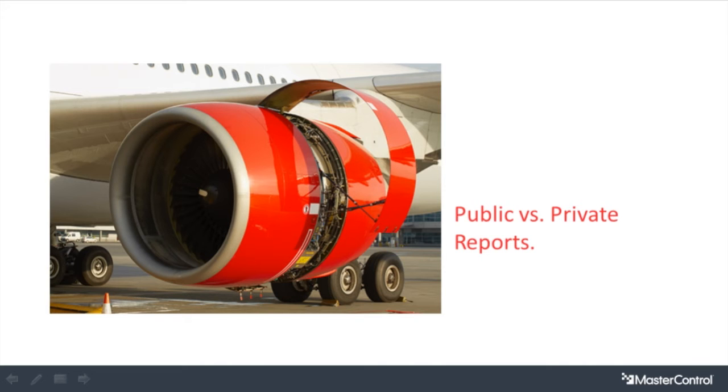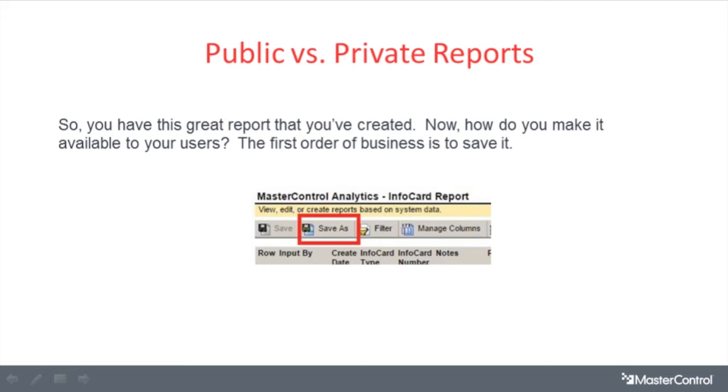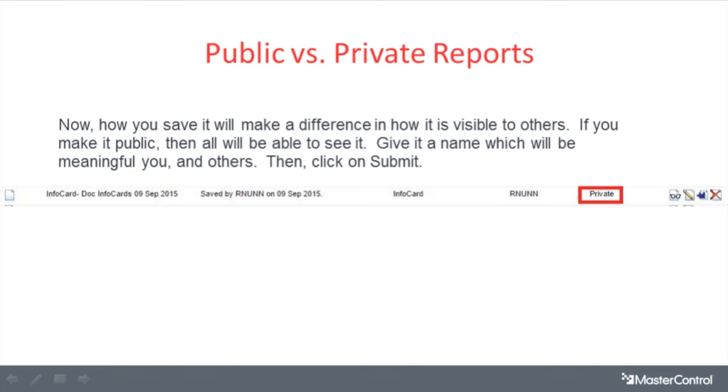Random graphic there of an airplane engine. So you have this great report that you've created. Now, how do you make it available to your users? Well, it's really quite simple. First of all, you have to save it. So you go through all this setting things up, and then you save it. And then you see this custom report that you've created. There's a button out here that you use to make it public. And that's basically all there is to it. It's private while you create it, and then when you make it public, everybody can see it.